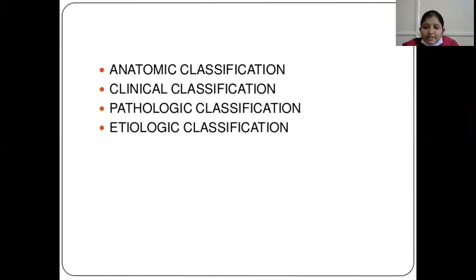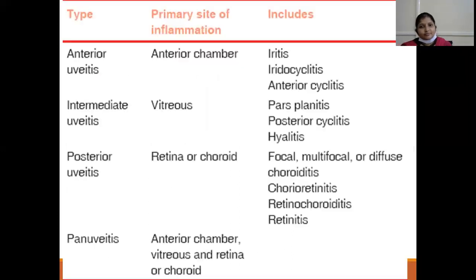We'll first deal with anatomical classification. Anatomical classification depends upon the primary site of the inflammation. That is, if the anterior part of the uvea is inflamed. So what are the anterior structures in the uvea? Iris and the pars plicata part of the ciliary body. So the main site of the inflammation will be iritis and cyclitis. These two come under anterior uveitis.